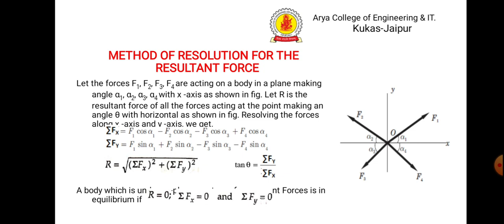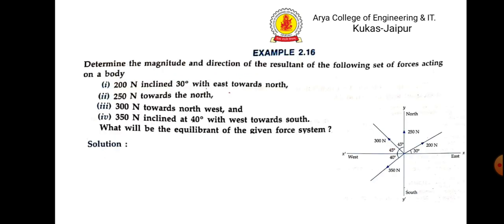So a body under a coplanar system of concurrent forces is in equilibrium if the resultant is 0, that is, summation Fx is 0 and summation Fy equals 0. Let us take one example. You will have to determine the magnitude and direction of the resultant of the following set of forces acting on a body: 200 Newton inclined 30 degrees with east towards north, 250 Newton towards the north, 300 Newton towards northwest and 350 Newton inclined at 40 degrees with west towards south.